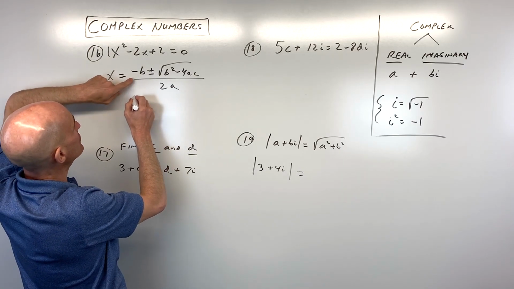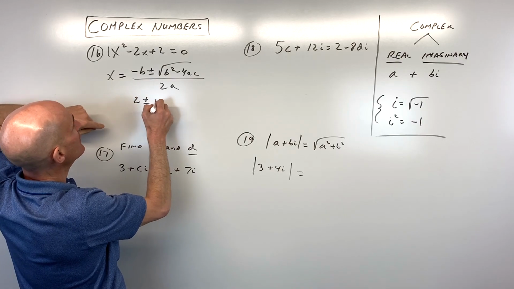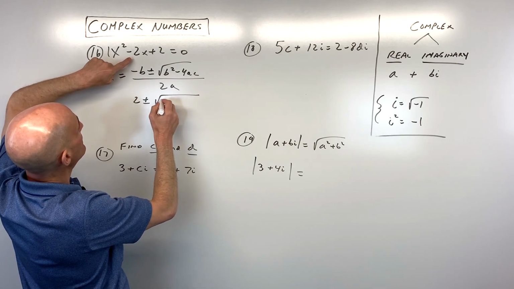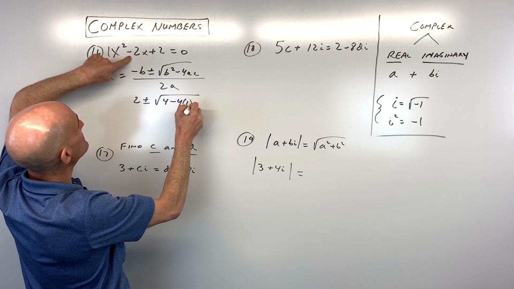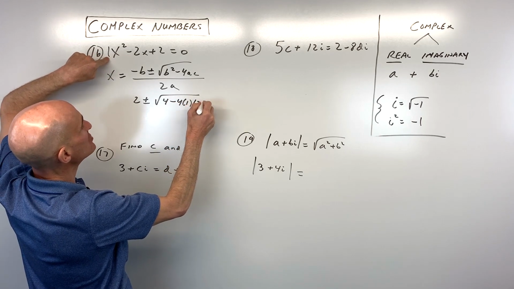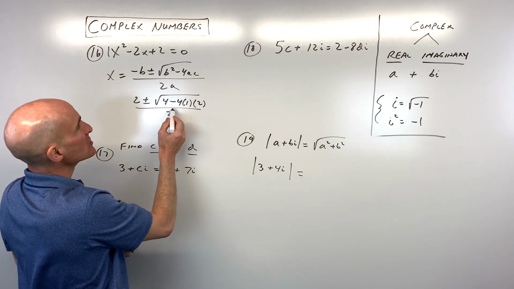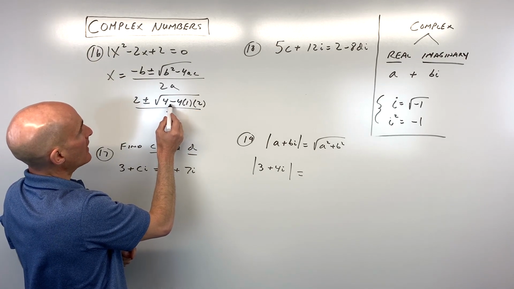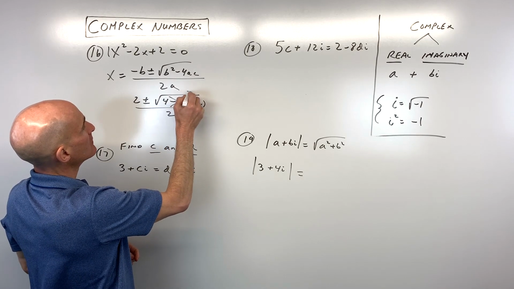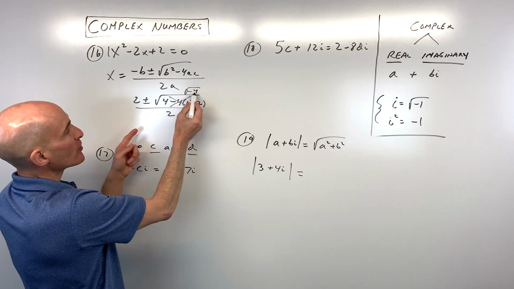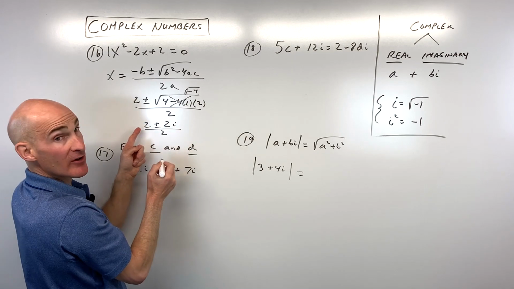So let's put that in. Negative b would be negative times negative 2, which is positive 2, plus or minus the square root of b squared, which is negative 2 times negative 2, is 4, minus 4 times a, which is 1, times c, which is 2, all divided by 2 times 1, which is 2. So this comes out to, let's see, 4 minus 8 is negative 4. And we know the square root of negative 4 is 2i. So we have 2 plus or minus 2i divided by 2.